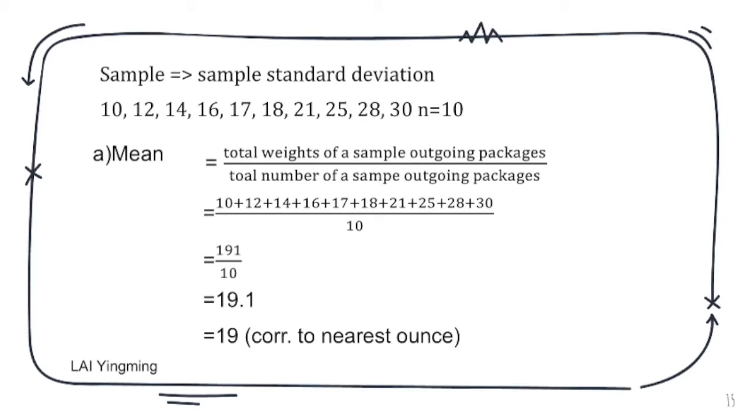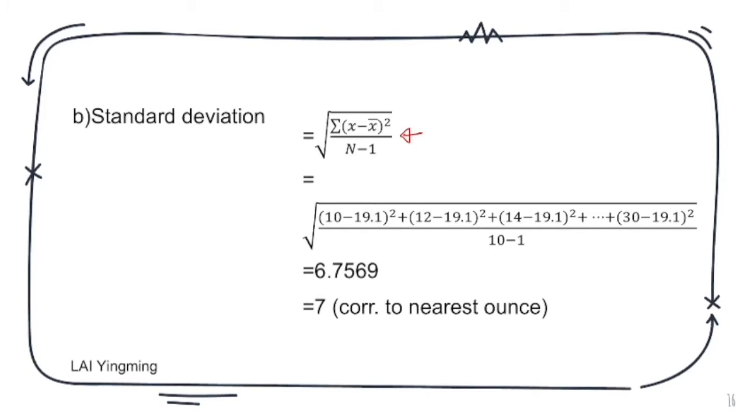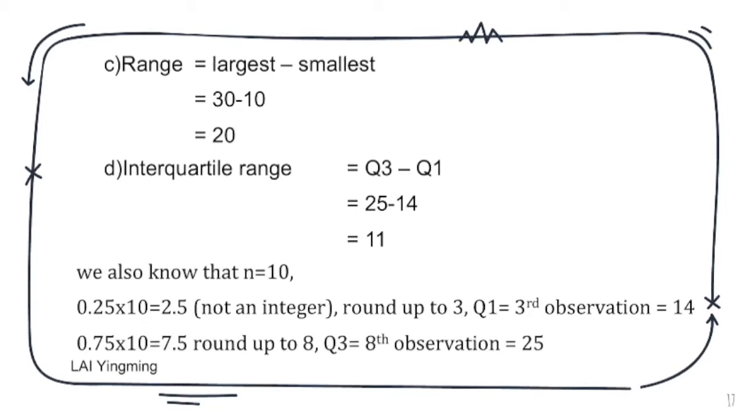And for the B part, we need to calculate the standard deviation, which is the square root of the sum of x minus x bar, all squared, divided by n minus 1 instead of n. When substituting all the numbers into this formula, we find that the standard deviation equals 6.7569, which is 7 correct to the nearest ounce. And for the C part, we need to calculate the range, which is the largest minus the smallest. In this case, it is 30 minus 10 equals 20.